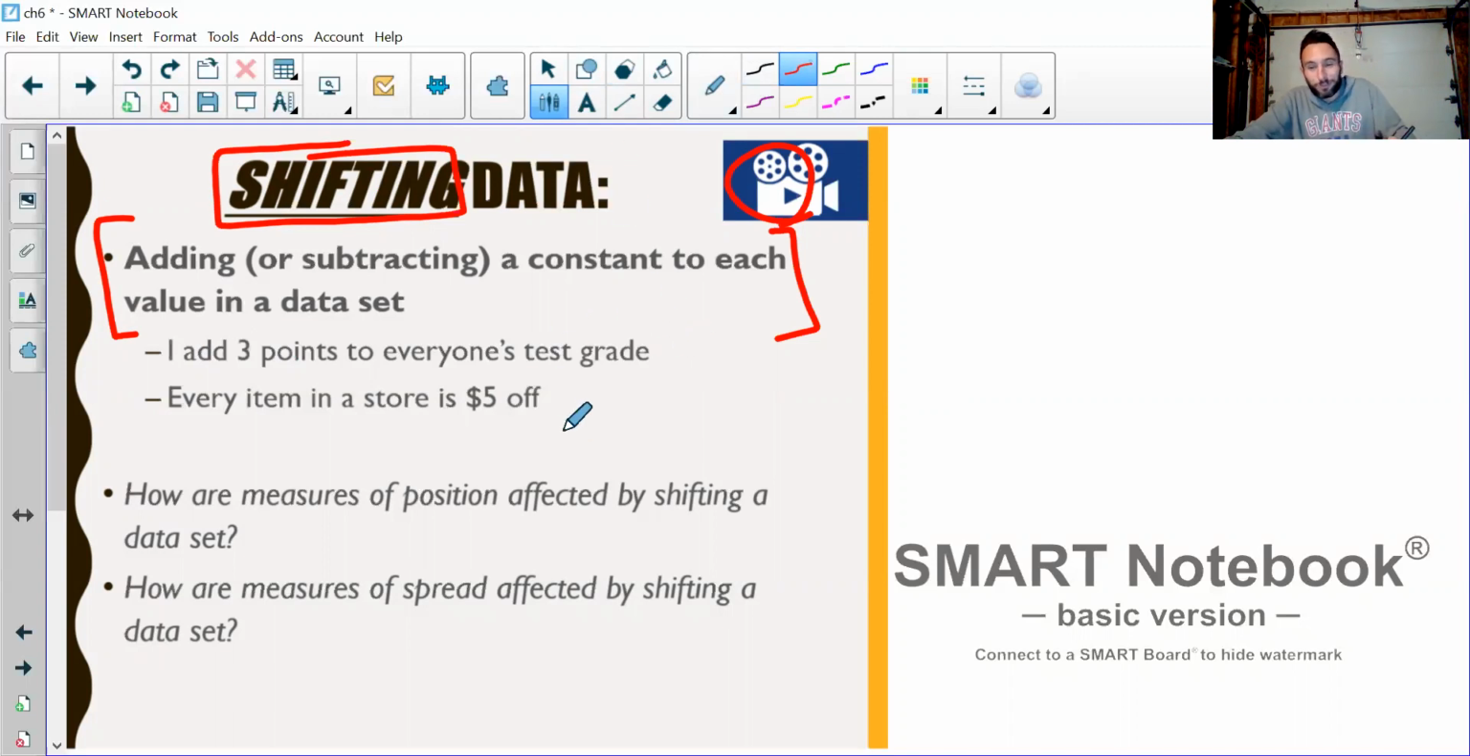Or maybe this is pretty realistic, right? Like this happens in your classes sometimes. Or maybe at a store they say every item is $5 off. That's probably less realistic because then they probably have to pay you to take some things home, right?